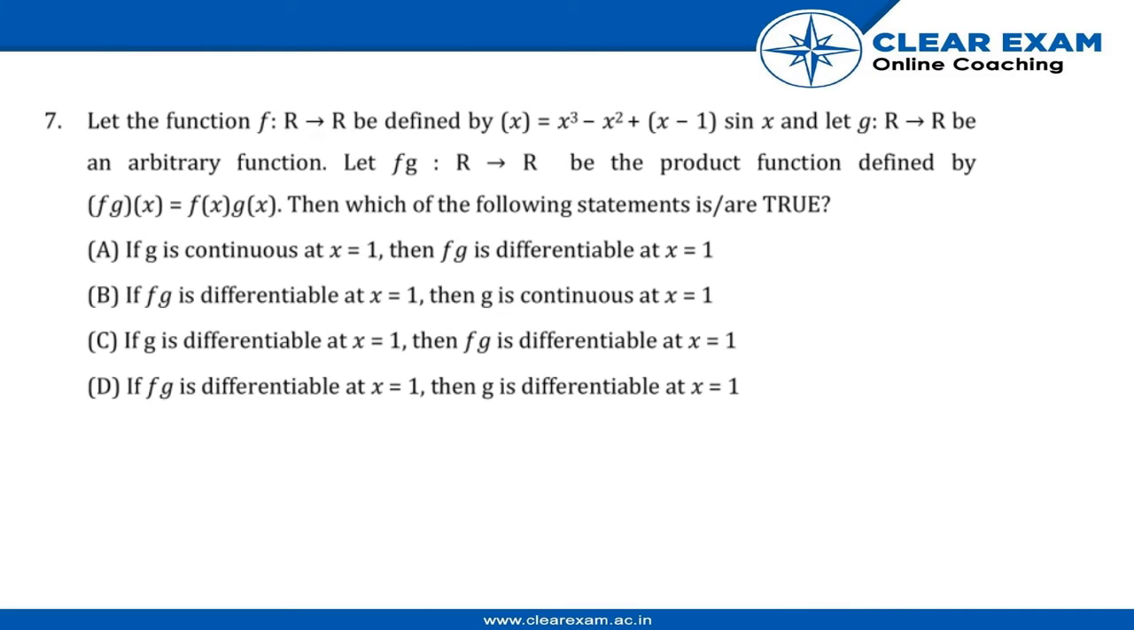Hello everyone. So the question given is, let the function f: R→R be defined by f(x) = x³ − x² + (x − 1) sin x, and let g: R→R be an arbitrary function. Let fg: R→R be the product function defined by (fg)(x) = f(x)·g(x). Then which of the following statements is true?